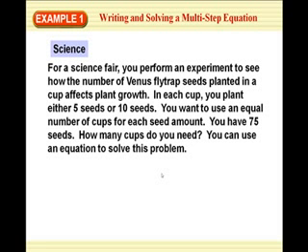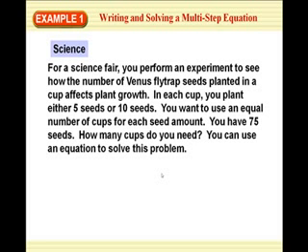So here's a science example. It's a multi-step equation. It says, for a science fair, you're performing an experiment to see how the number of Venus flytrap seeds planted in a cup affects plant growth. In each cup you plant either 5 seeds or 10 seeds. You want to use an equal number of cups for each seed amount. You have 75 seeds. How many cups do you need? And you can use an equation to solve this problem.